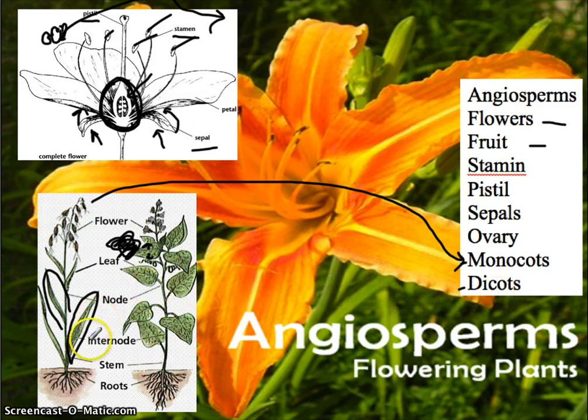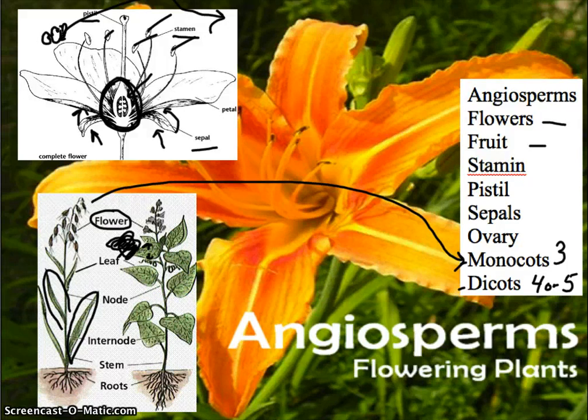Now the flowers, okay, we have flowers right here, and I don't know why I didn't put it here, but the flowers typically have three petals in a monocot, in the flowers of monocots, and four or five in the dicot. So you can tell by the shape of the leaves, and you can tell by the number of petals on the flower.